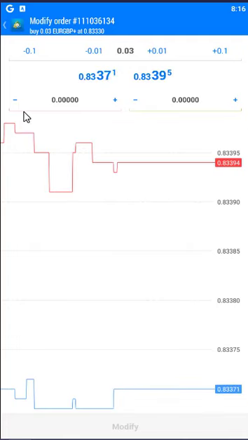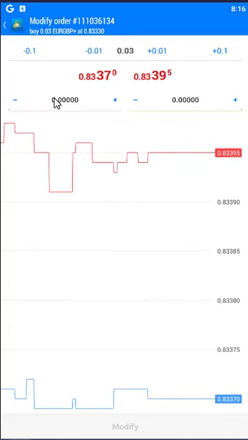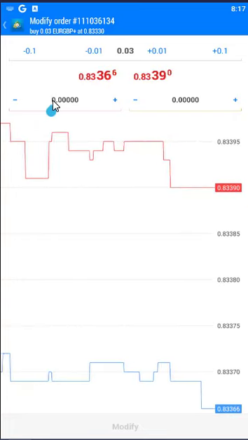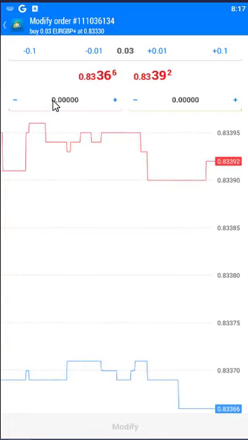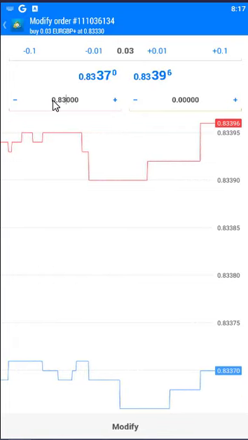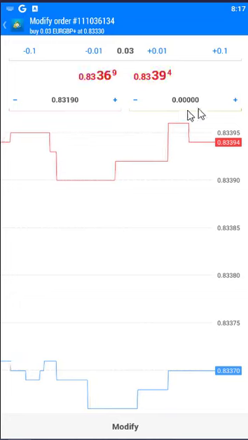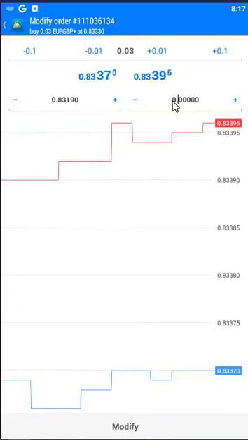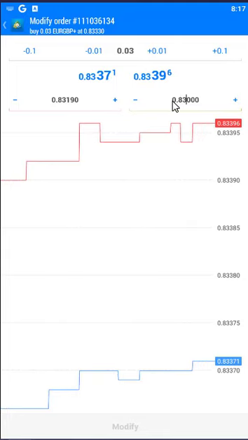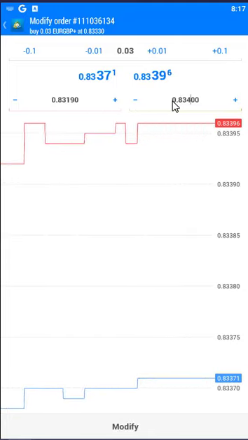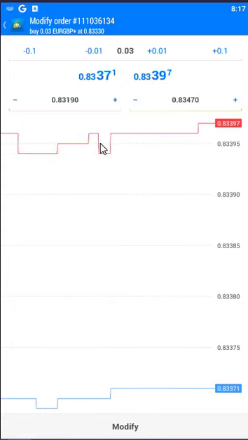For the stop loss, you get to see a red dash line. So you click inside here and you get to type the stop loss. The stop loss will be 0.83190. Then for the take profit, we took 0.83470. Make sure you type it correctly.